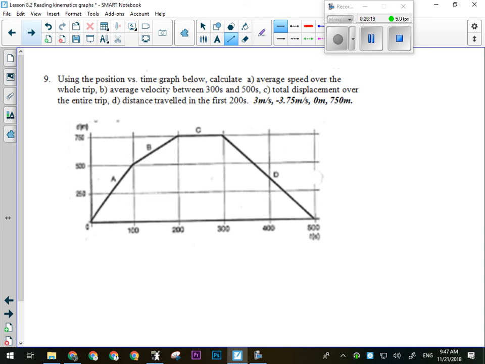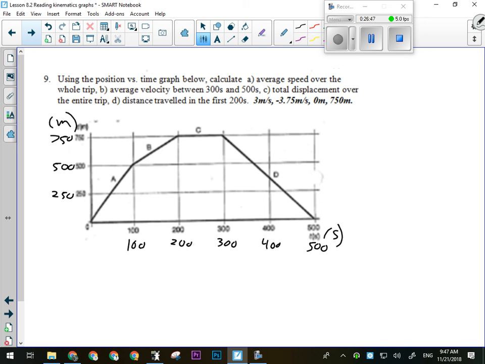This is seconds, and this is meters. I know it didn't scan very well. So this would be 250, this is 500, this is 750, and this is in meters. And then this is 100, 200, 300, 400, 500, and that's in seconds.